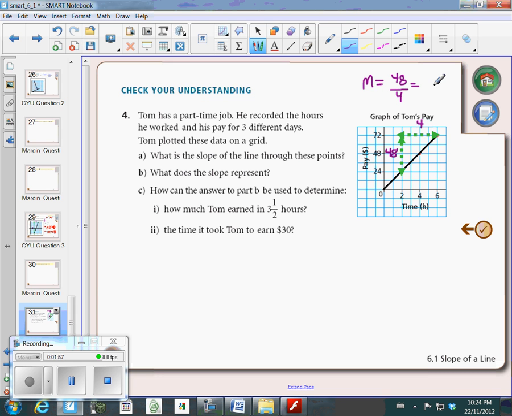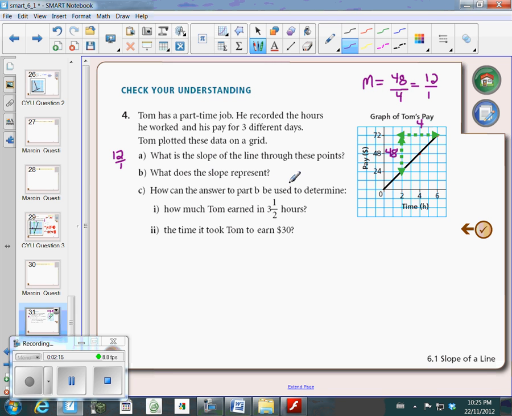And we should simplify that. That's the same as 12 over 1. Okay, so that's the slope of the line, 12 over 1. I'll just write it right beside the question. I like to write my slopes as fractions.